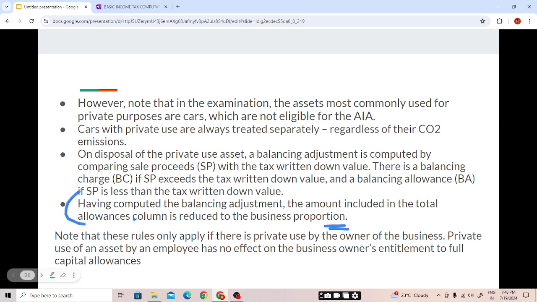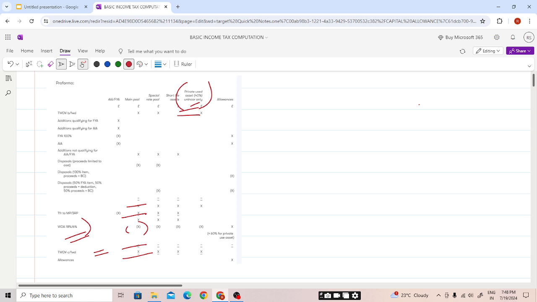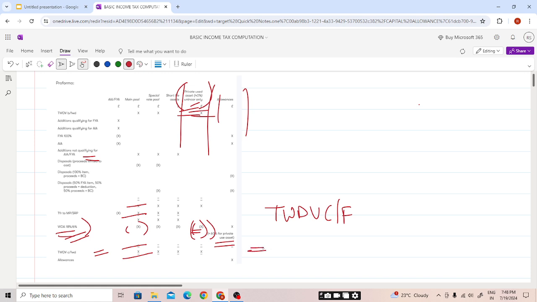So students, this is an important point here. When we calculate the private use, let's take an example of this. Here we have calculated the private use. When we are calculating the WDA, students, you will reduce the whole amount to arrive at your tax written down value carry forward. But when claiming the allowances, only the business portion will be allowed, and the private use part will not be allowed. I hope it is clear.